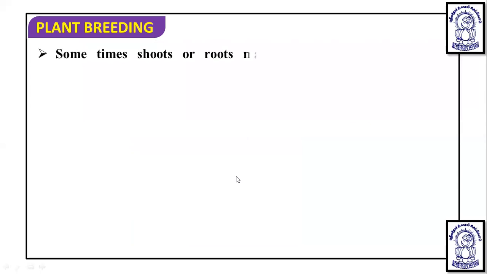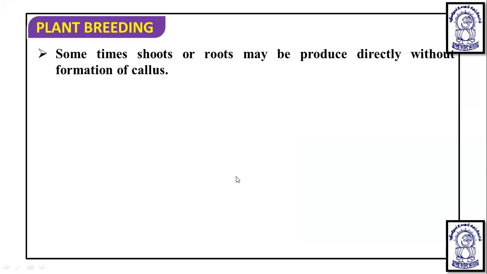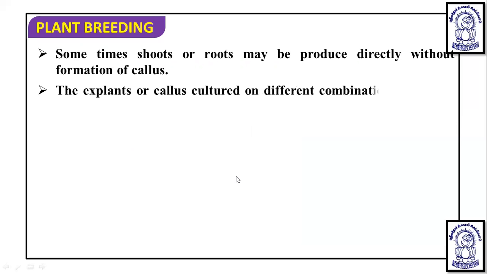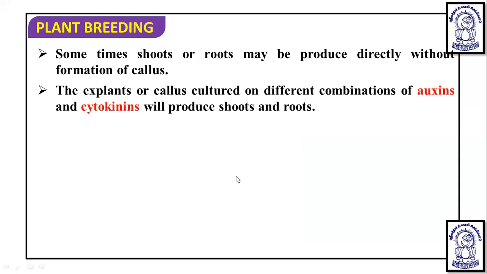After this, sometimes shoot or root may be produced directly without the formation of callus. So the explant or the callus is cultured on different combinations of auxin and cytokinin to produce shoot and root. We know that if the auxin concentration is more, root initiation will occur, and if the cytokinin concentration is more, shoot initiation will occur. The production of shoot and root from the callus is called organogenesis.